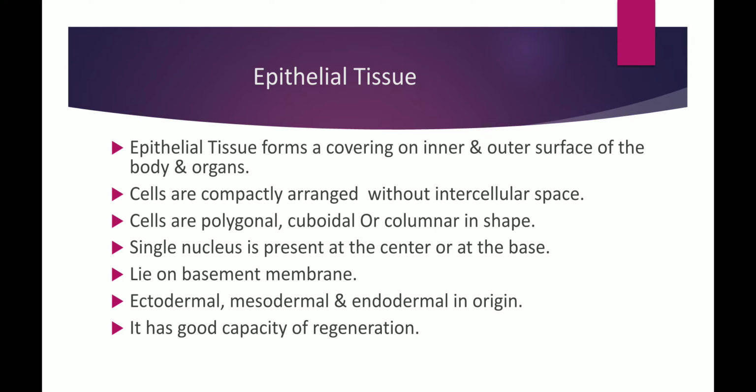So epithelial tissue forms a covering on the inner and outer surfaces of the body and organs. The epithelial tissues are the layer present on the surface of the body. The cells of epithelial tissues are compactly arranged without intercellular space. That means the cells are densely compact. There is no space between two cells.